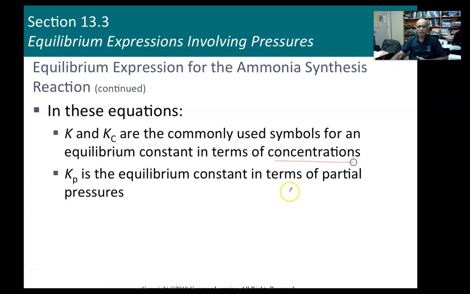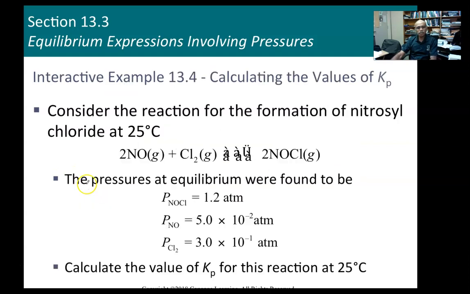Okay, that's in concentrations. There's two, K and Kc, whereas Kp is used for pressure. So when you're dealing with pressure units, you can calculate the Kp. So let's consider this relationship. Now let me just change this again. Okay, so we have this forward and reverse arrow for this reaction.